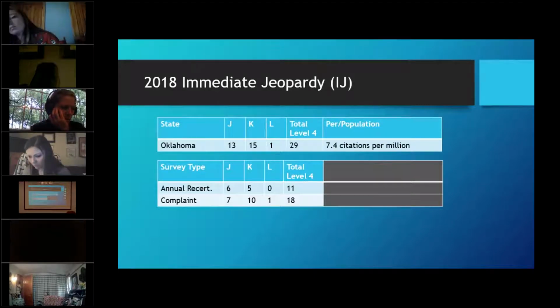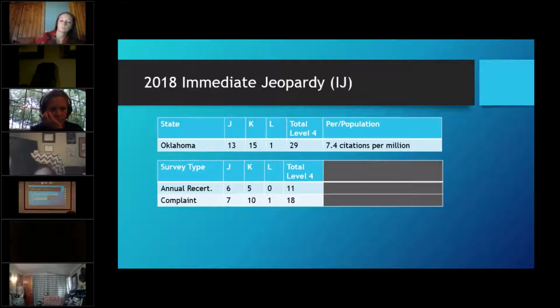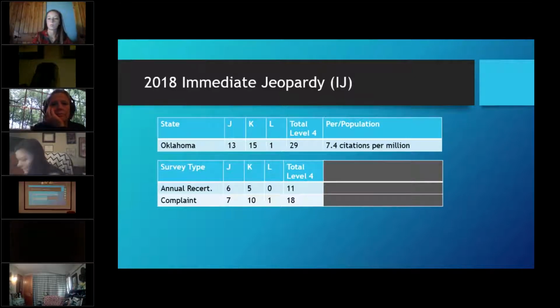Per type of survey, it is listed below. So 6 of those cited at J were cited on the annual recertification, and 7 of those were cited on complaints. 5 of those cited at K were on the annual, and 10 of those were on complaints. And then, of course, that 1 that was cited at L was on a complaint also.